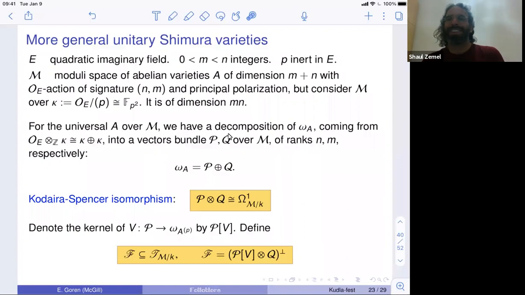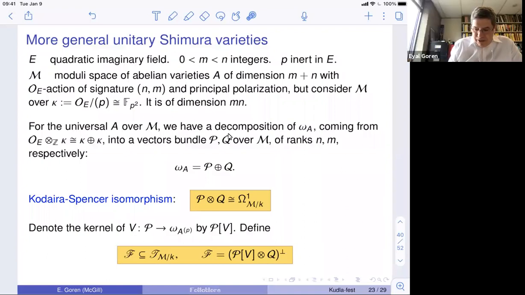As Udi said, if you took the kernel of V from Q on Q, it will be the whole of Q. So if you're trying to do this, you'll have P tensor Q, which is the whole of omega 1. So you get something trivial.